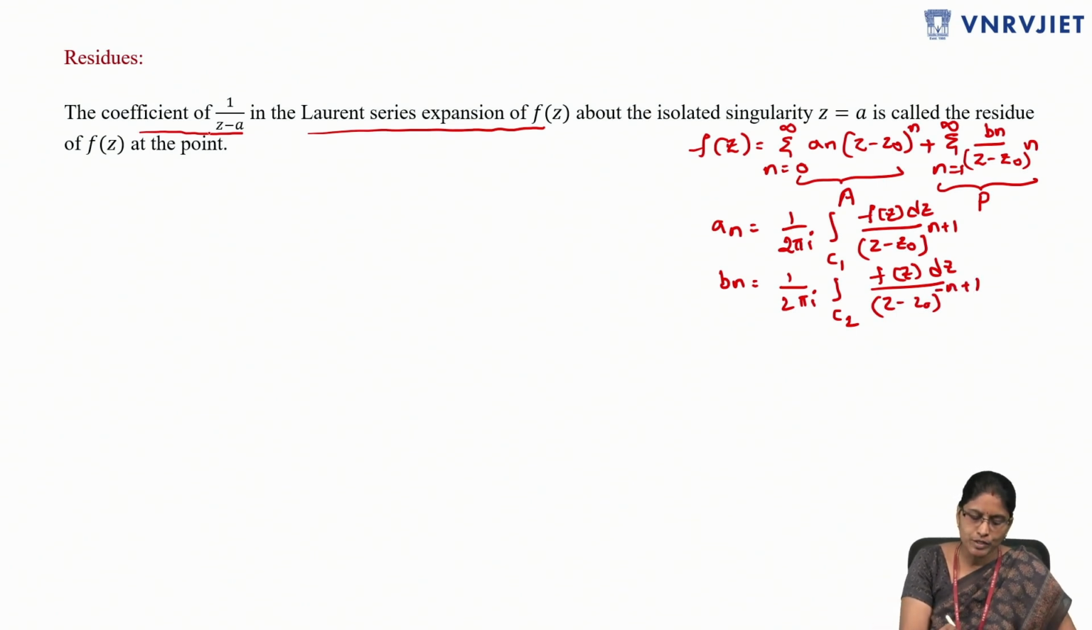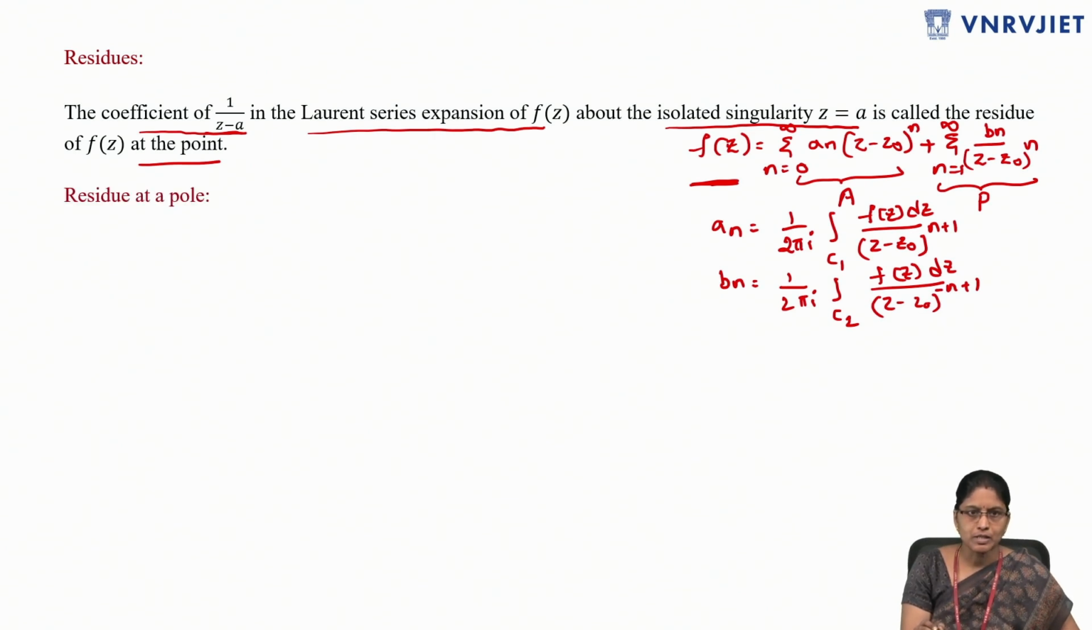Here the coefficient of 1 by z minus a in the Laurent series expansion of f of z about the isolated singularity z is equal to a is called the residue of the function f of z at the point z is equal to z naught or at the point z is equal to a.